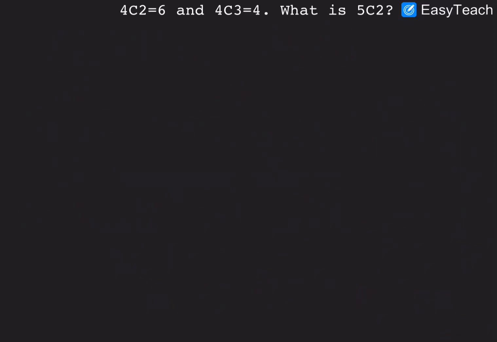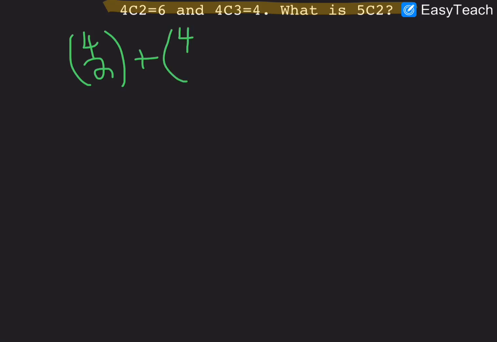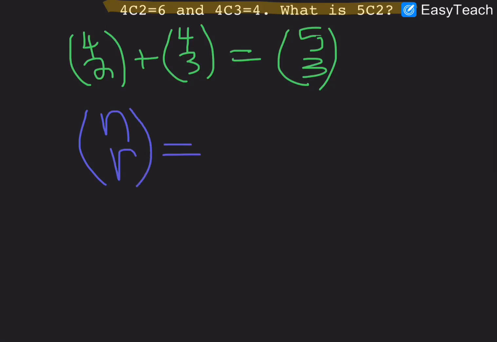How is that going to help with this problem that I've selected at the top? Well, we know that 4 choose 2 plus 4 choose 3 is equal to 5 choose 3. But there isn't anything else we can do after that, is there? This is where I will introduce the second trick, which is n choose r is equal to n choose n minus r.